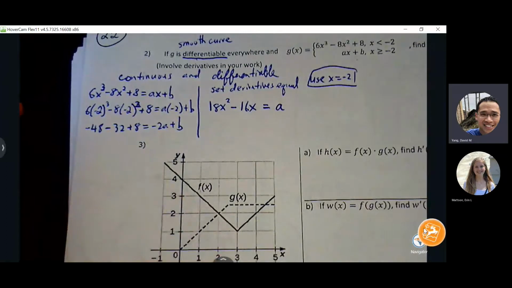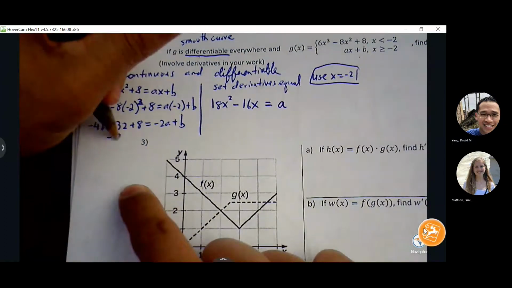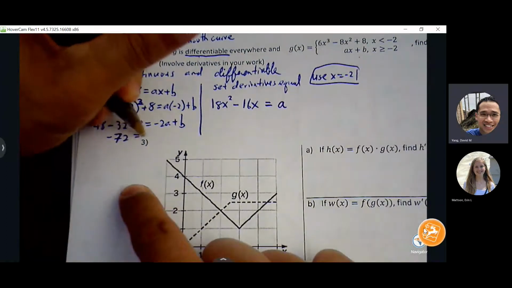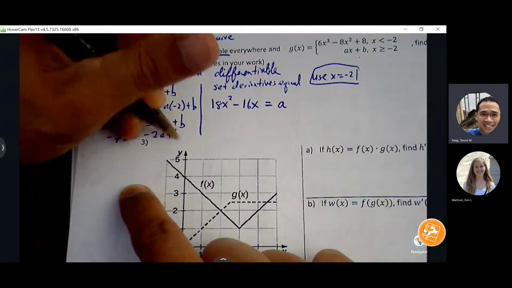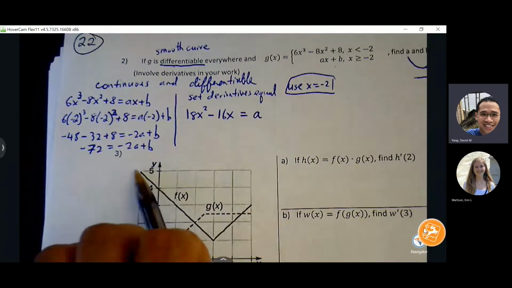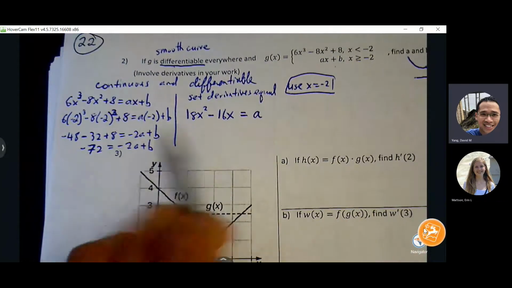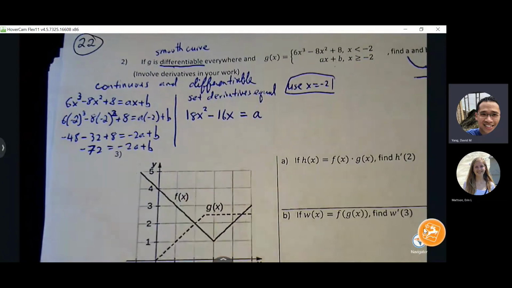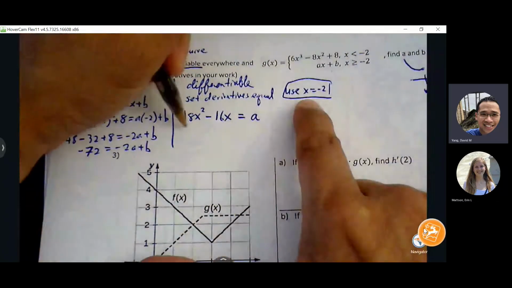Okay, we clean all this up. We get -72. Wait, why didn't you plug -2 into the equation with the derivatives? We are. I just haven't gotten to there yet. I'm working on both sides of the equation. Yeah, we're going to need to do it on this side as well.